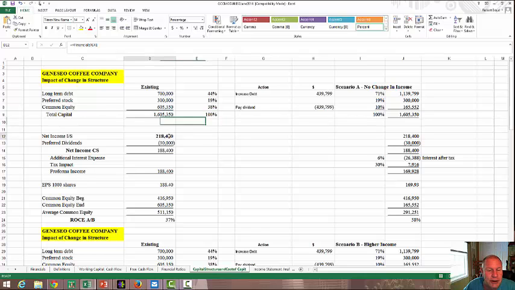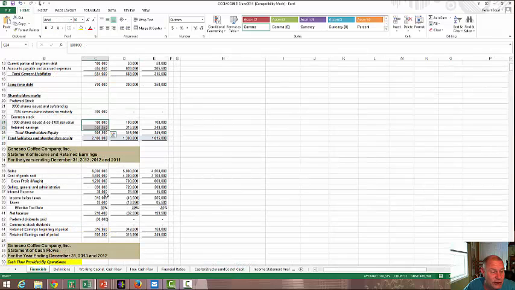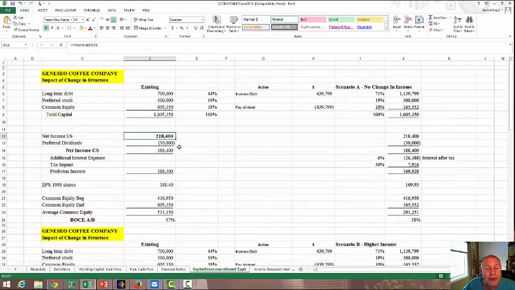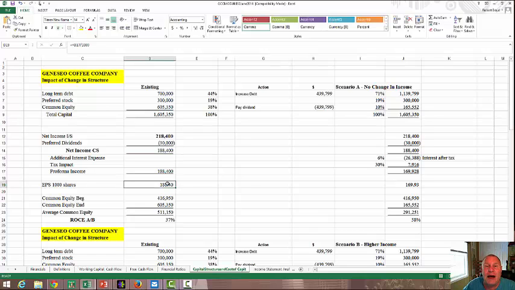The current net income is $218,400, which comes from financials, income statement, after tax. Now, we paid $30,000 worth of dividends, which leaves $188,400 to the common shareholder. They have 1,000 shares outstanding, so earnings per share are $188.40: $188,400 divided by 1,000.